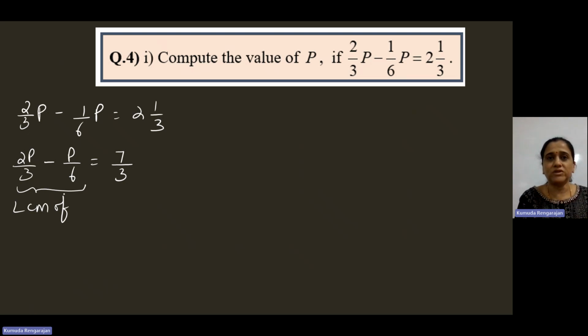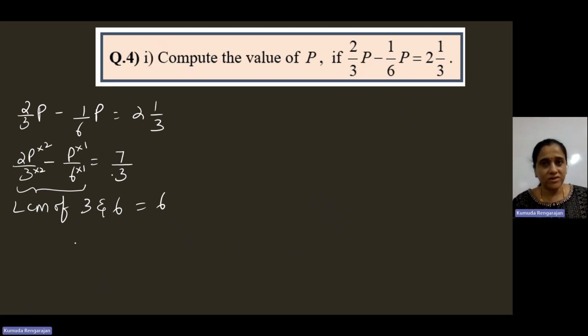So what is the LCM of the denominators on the LHS? 3 and 6 is 6. So 3 into what is 6? 3 into 2 is 6. So multiply the numerator also by 2. 6 into what is 6? Into 1.